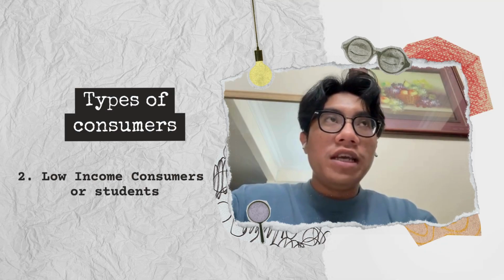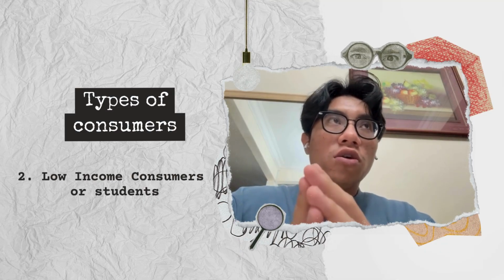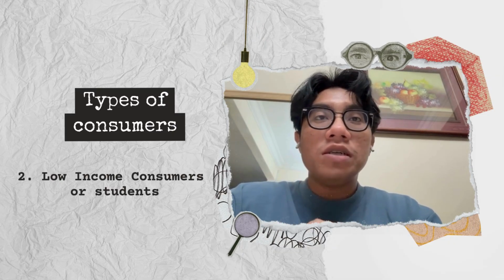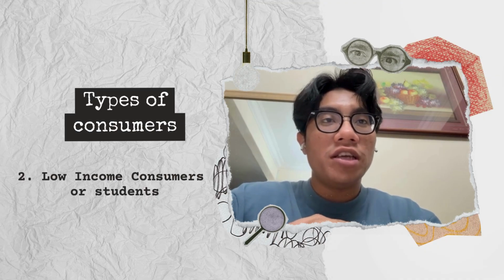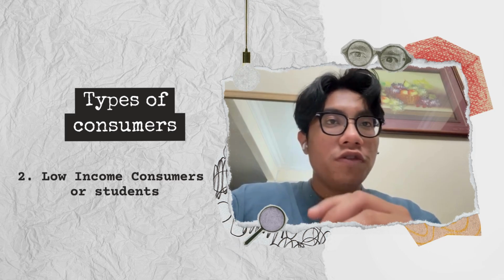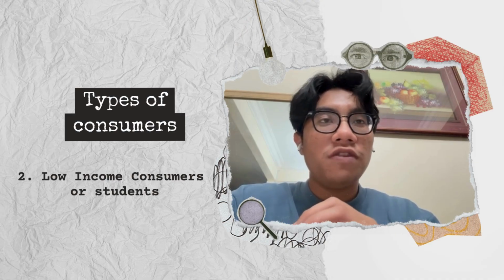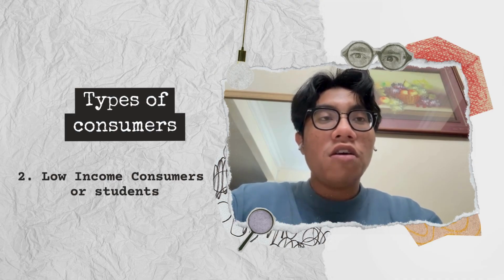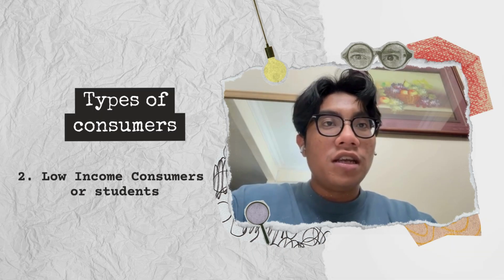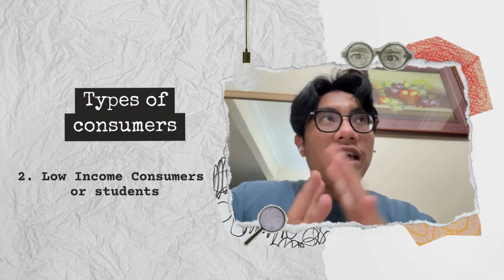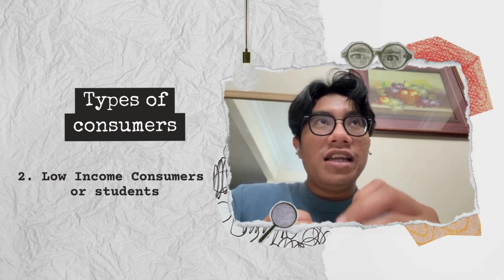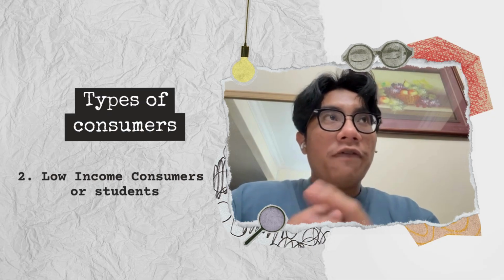Okay, so for the next one, low income consumers or students. The best product for this type of consumer is RHB First Home Mortgage. This product offers various benefits for low income consumers and also for students, such as high margin financing. This product offers up to 100% financing plus an additional 10% to cover related costs like MRTA and legal fees. With this, it reduces the need for upfront cash.